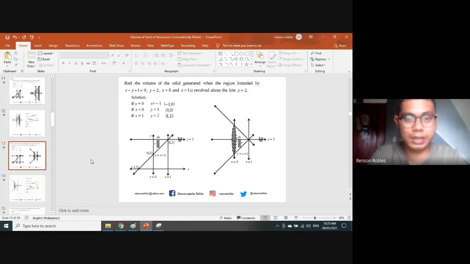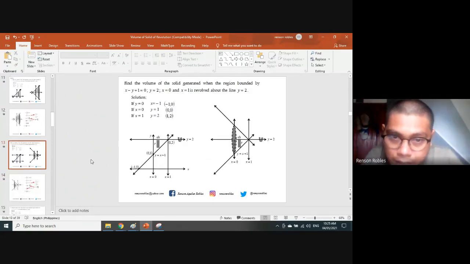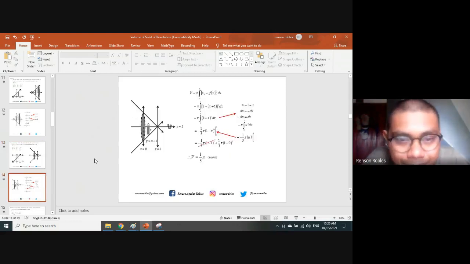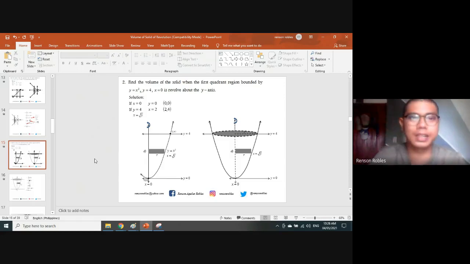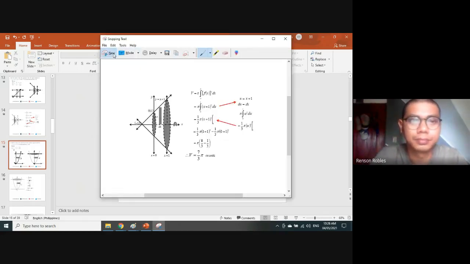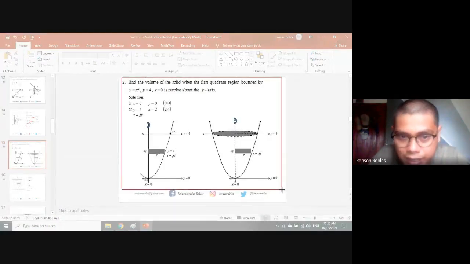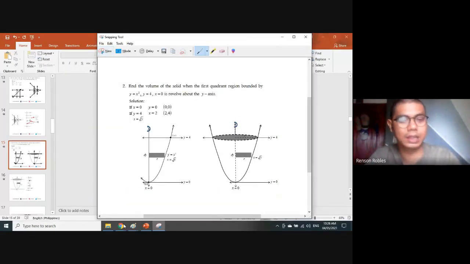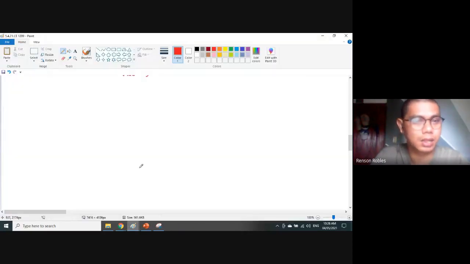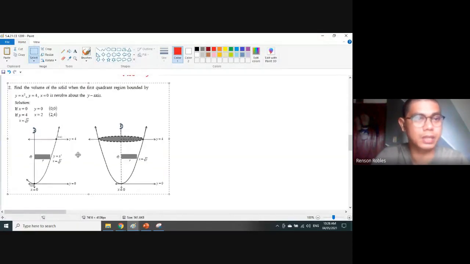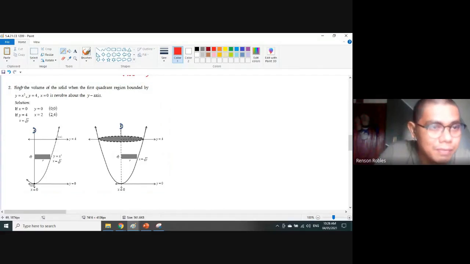I'll be getting it here again. Let me see. Let's try this one. Not this one. This one instead, because this is another problem where the element chosen is horizontal. The first one is vertical. Let me just copy it here and then let me modify the problem.